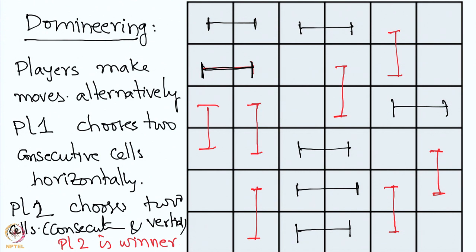So typically in these combinatorial games, the last person to make the move is the winner. There is another version where the last person to make a move is going to be the loser, which is known as misère games. But the common version is the normal play, where the last person to make the move is the winner. So let us explain another game which is known as chomp.